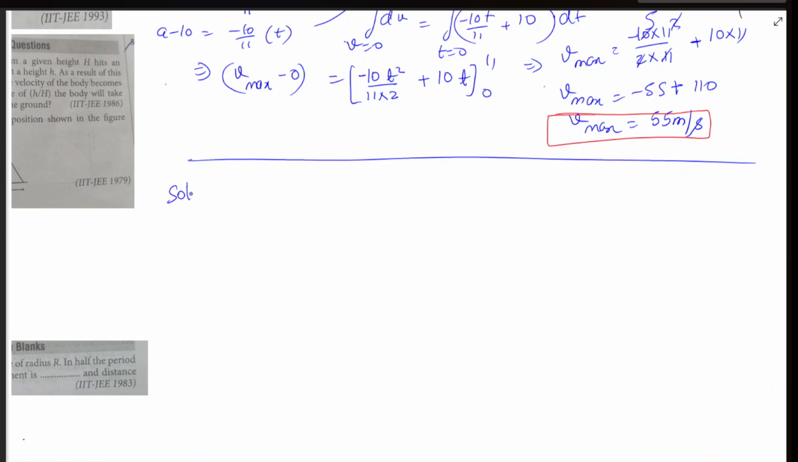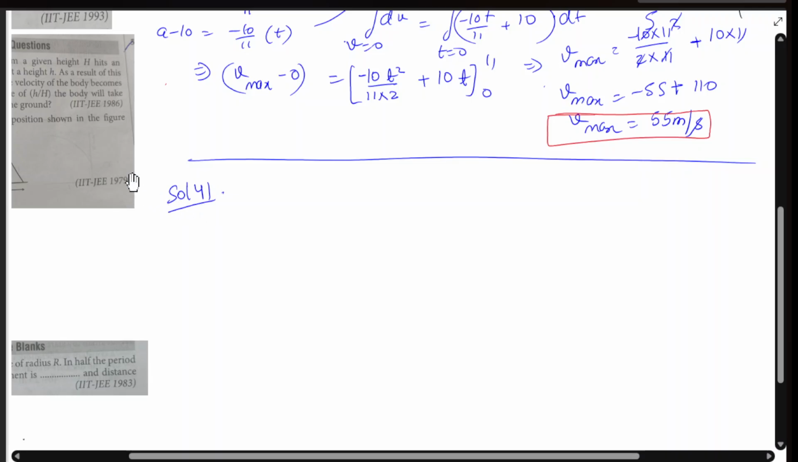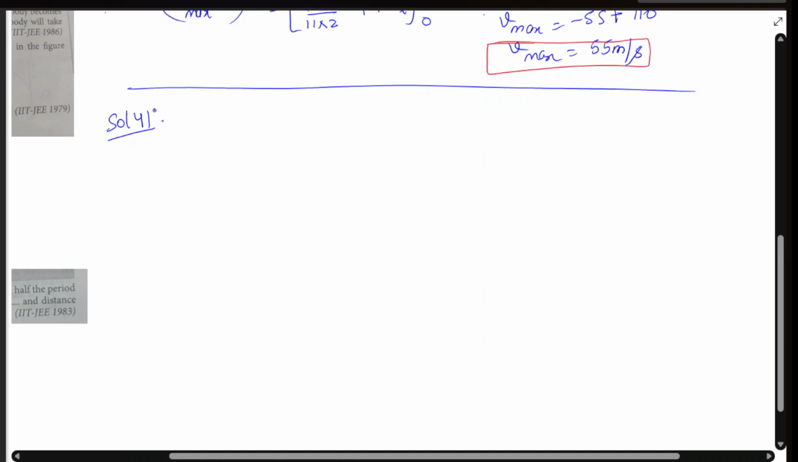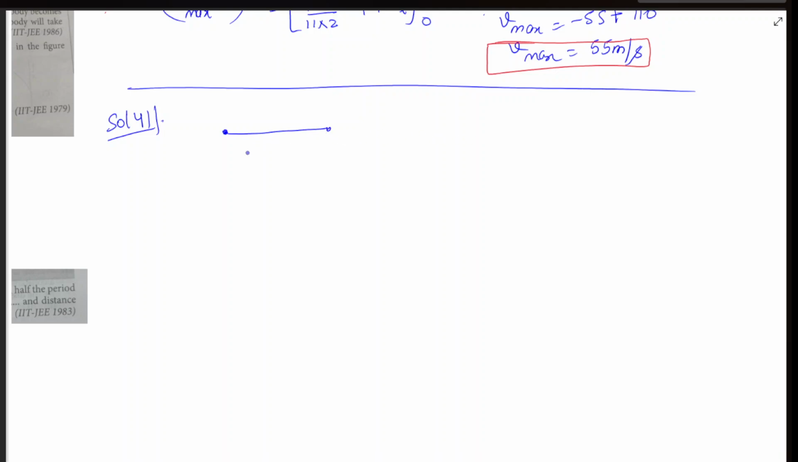We are solving question number 41. What is the information given? Let me write it first. The particle is moving on the x-axis. At t equal to 0, the particle is at x equal to 0 and it is starting from rest, meaning the velocity is 0. After time 1 second, the particle position is 1 meter and its velocity is again 0.